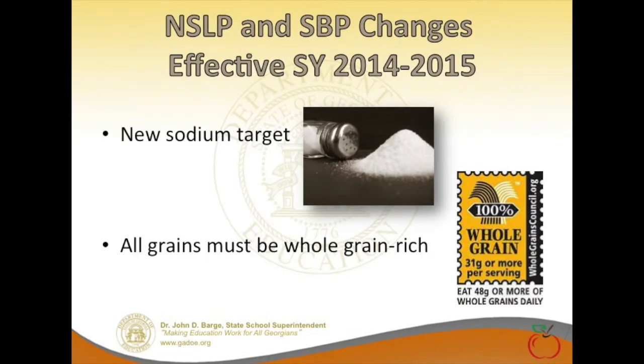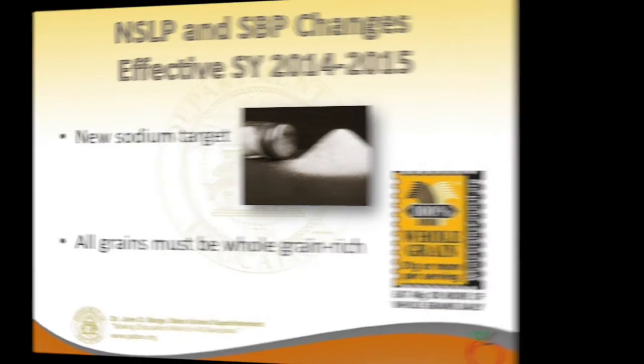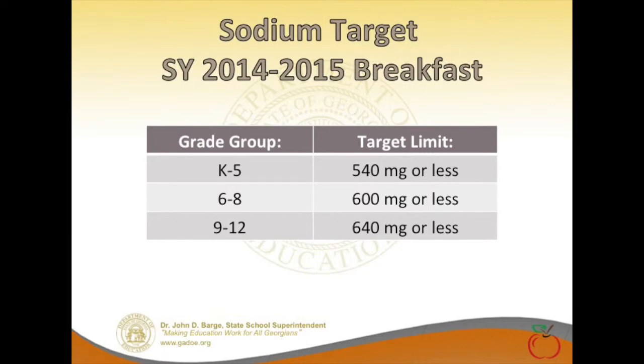Now let's talk about the new changes for the National School Lunch and School Breakfast Program for school year 14-15. The first sodium target became effective on July 1st, 2014. All grains offered must be whole grain rich. This leads us to the question, what is whole grain rich? Foods that qualify as whole grain rich must contain either 100% whole grain or a blend of at least 50% whole grain flour and enriched flour. This slide illustrates the first sodium target for school year 14-15 for breakfast meals.